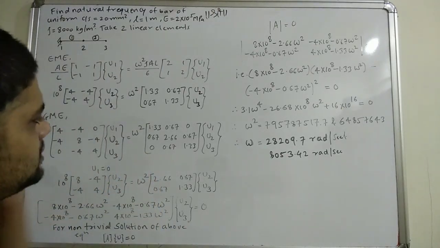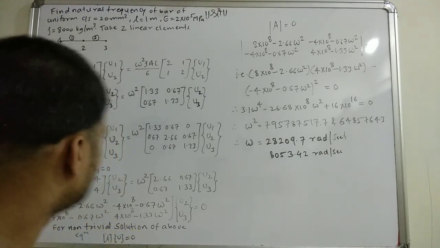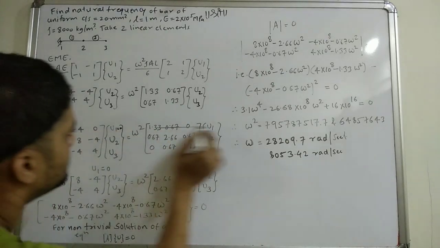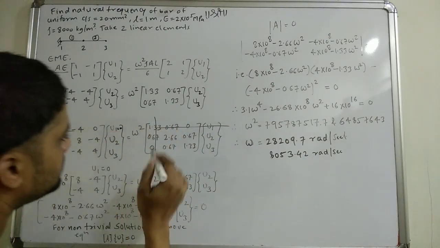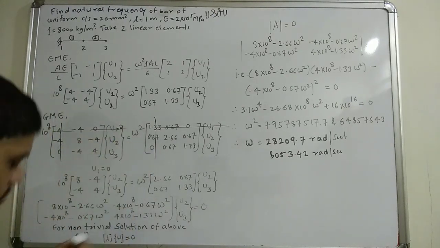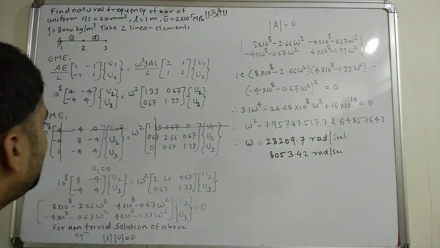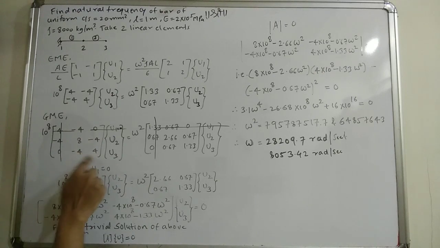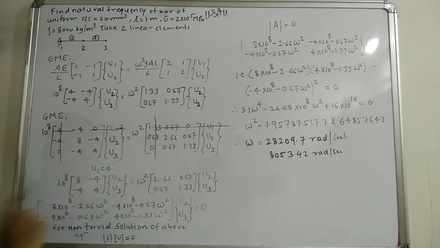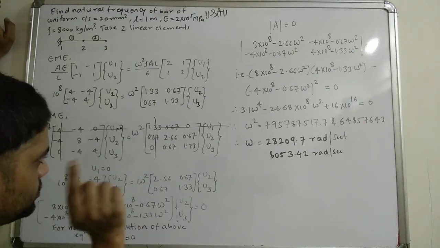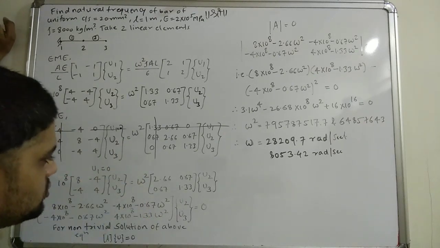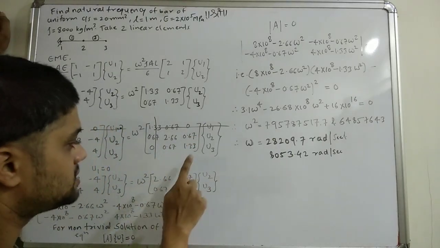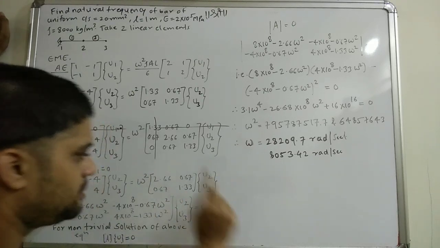Now I know the boundary condition U1 is equal to 0. So I can apply Gauss elimination and get rid of the first row and first column. Then 10 raised to 8 is the common factor: 8, minus 4, minus 4, 4, multiplied by U2, U3. On the right hand side omega square stays outside: 2.66, 0.67, 0.67, 1.33 multiplied by U2 and U3.